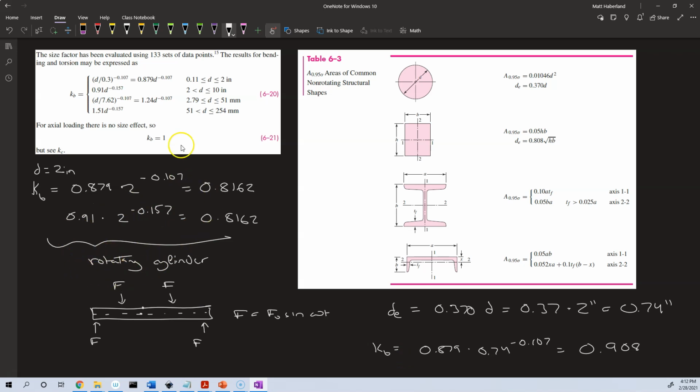So if we had a rotating cylinder that was 2 inches in diameter, then we would expect to get 80% of the endurance limit that we would have in a rotating beam test with diameter 0.3 inches. If we have a non-rotating cylinder and it's actually the forces that are applied that vary sinusoidally, then we'd only have a 10% reduction of the endurance limit that we'd get in a rotating cylinder test.